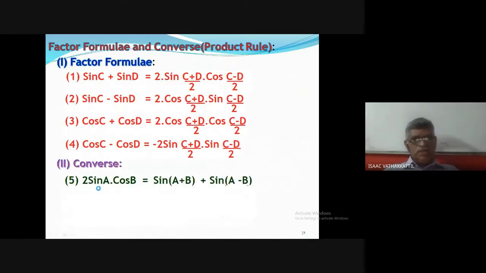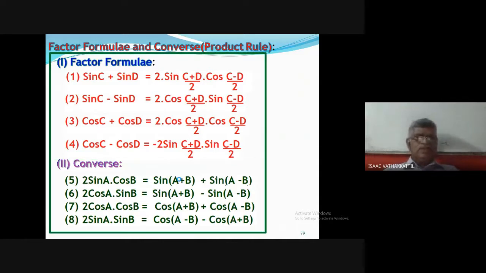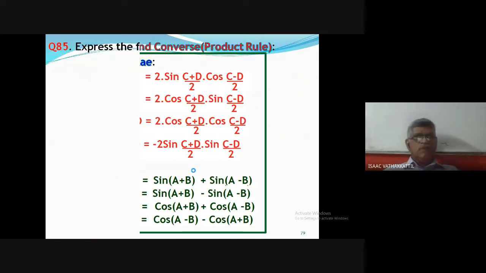So 2 sin a cos b, 2 cos a sin b, 2 cos A cos B, and 2 sin A sin B. You have to write this and read it again and again so that this will go to your mind. You can refer to it while doing problems so that it will stick in your mind. Okay, let's go for applying this.